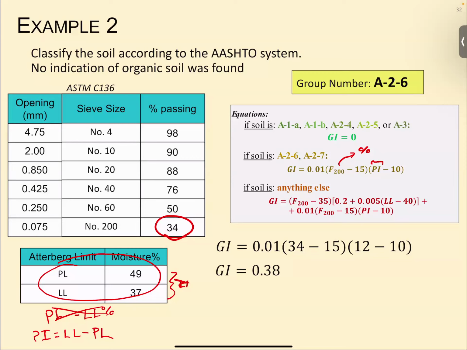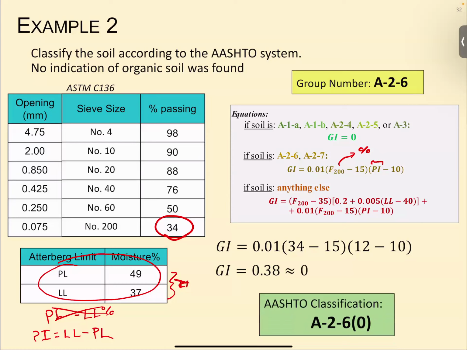So I'll double check that. Regardless, though, we calculate the PI of 10 because the PI should never be negative. If the PI is negative, then the input is wrong. All right, so GI, we're going to say that's equal to 0 because we round to the nearest whole number. So still our AASHTO classification is A-2-6 and then with a 0 after it. So that's kind of nice.